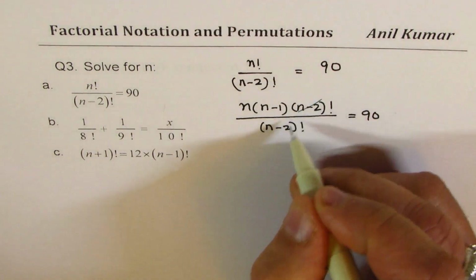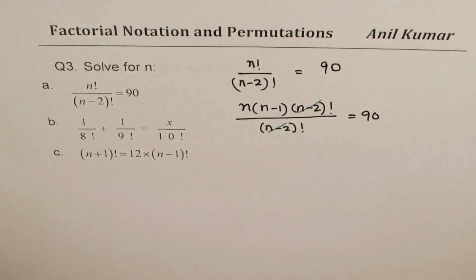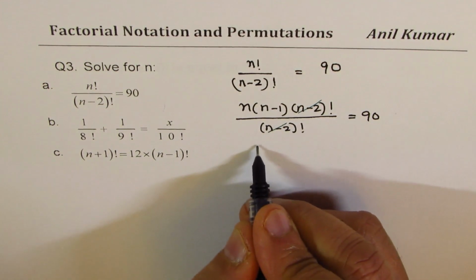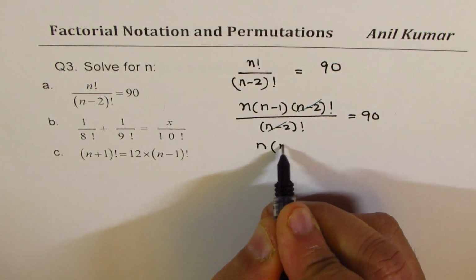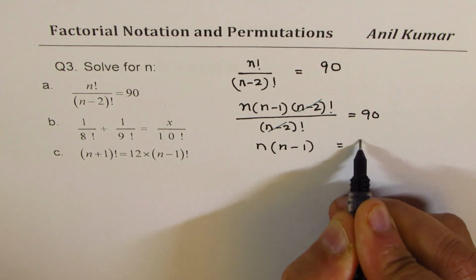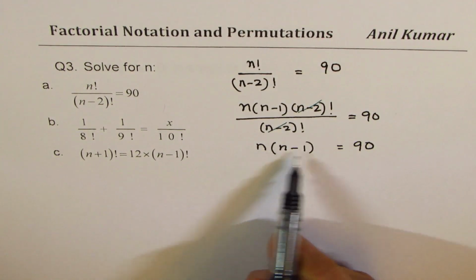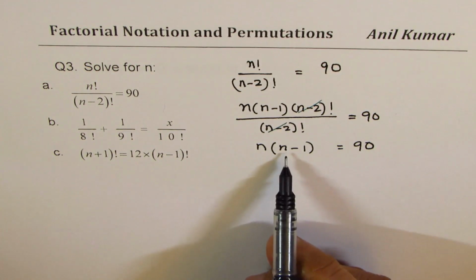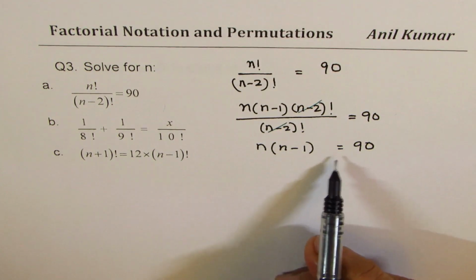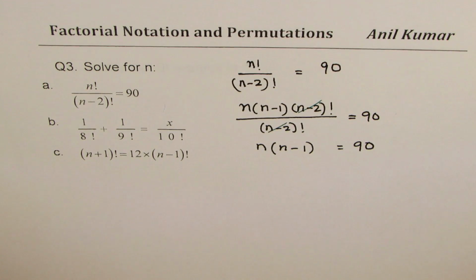So n minus 2 factorial and n minus 2 factorial cancel. What we get is a quadratic equation, n times n minus 1 equals 90. Now it is all up to you. Once you get this quadratic equation, you can expand, use the quadratic formula or factor, and get your answer.